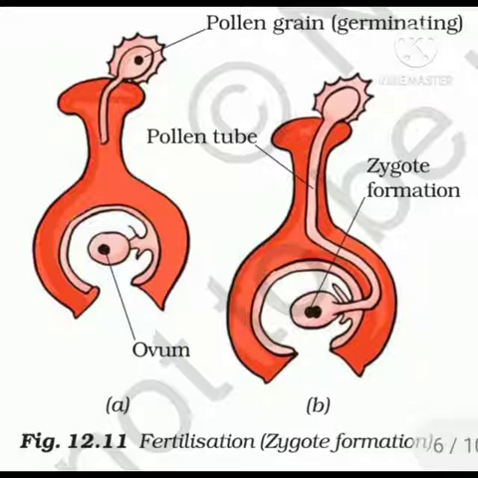The seeds develop from the ovules. The seeds contain an embryo enclosed in a protective seed coat. So after fertilization, the ovary gets converted into fruit and the ovules get converted into seeds. So this is all about the topic of fertilization.